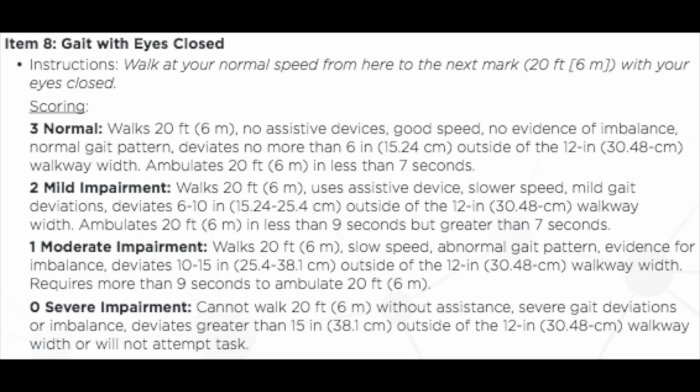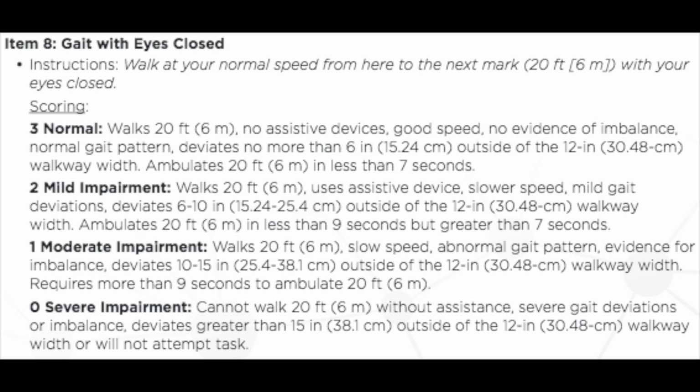A 3 is given if the patient walks 20 feet, no assistive devices, good speed, no evidence of imbalance, normal gait pattern, deviates no more than 6 inches outside the walkway width, or ambulates 20 feet in less than 7 seconds. A 2 is given if they walk 20 feet, use assistive device, slower speed, mild gait deviation, deviates 6 to 10 inches outside the walkway width, or ambulates in less than 9 seconds but greater than 7 seconds.